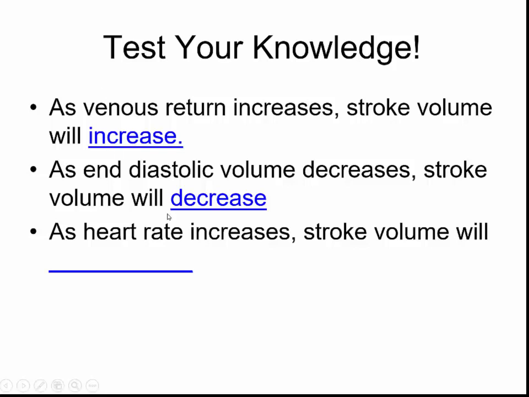As heart rate increases, what's going to happen to your stroke volume? That's going to increase up to a certain point. But like I said, if your heart is beating way too fast, it doesn't have time to fill, and you're not going to get as much stroke volume out with a heart rate that's way too fast.